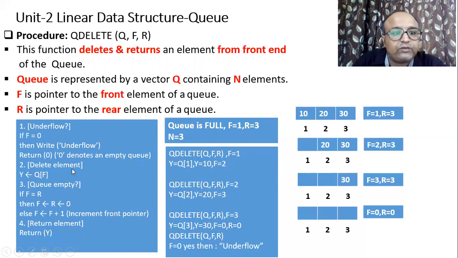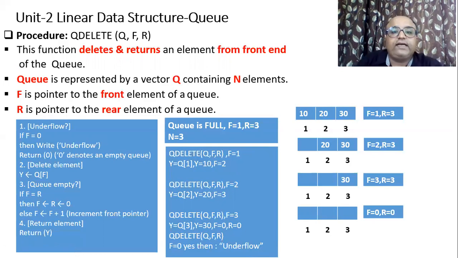We'll move to step number 2, delete element. So delete element means what? Y equal to Q of F. Now Q of F means what? Q of 1. Whatever value is stored at Q of 1 will be transferred into Y. So Y equals Q of 1. If you observe at Q of 1, we have the value 10. So now Y will be assigned the value 10.